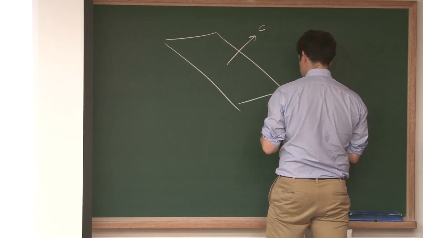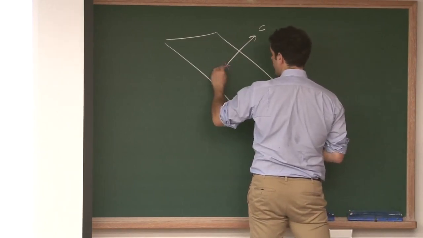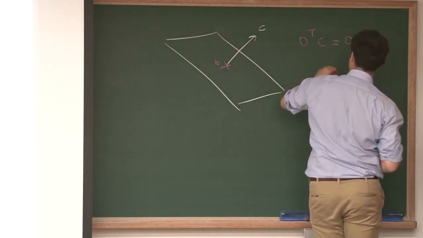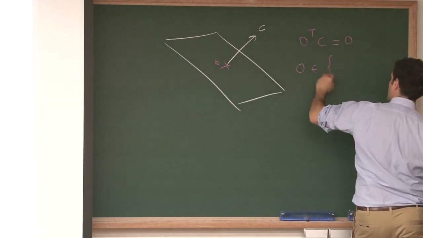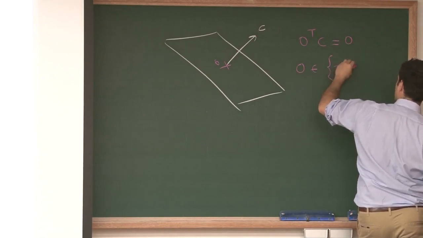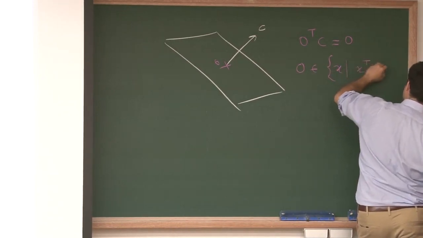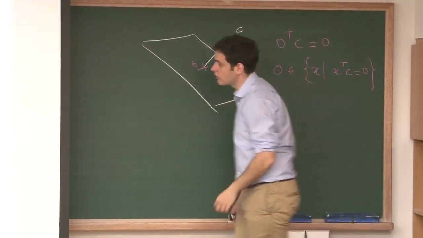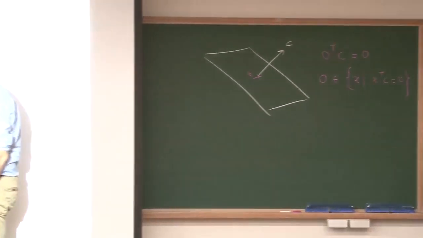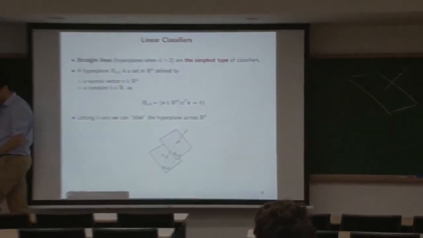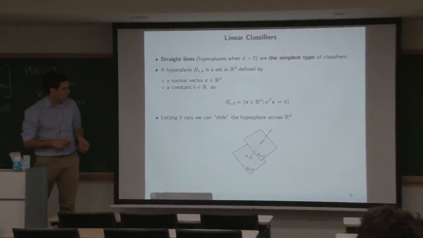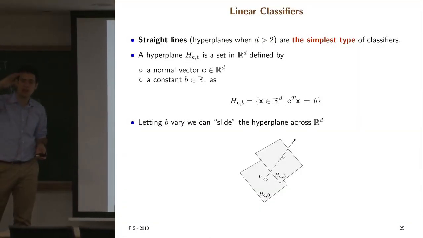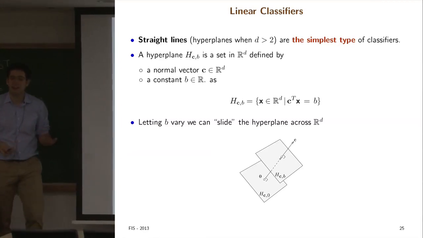So that's C. And of course 0 is such that 0 transpose C equals 0. So 0 belongs to the set of points X such that X transpose C is equal to 0. Actually, this is called the orthogonal of C. But then if you want to slide a bit that hyperplane, you might want C transpose X to be equal to B. So of course, if you start sliding, then you have something called an affine space.